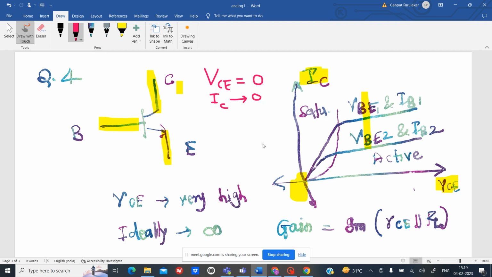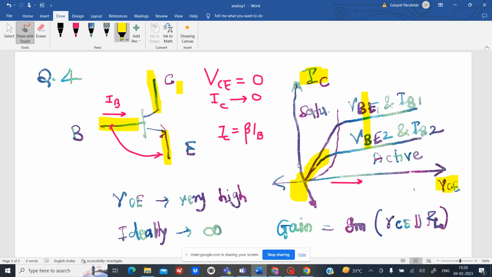Now, as you start increasing VCE, what will happen? It depends on the VBE value between base and emitter. IB will start flowing through the base, and because IC is nothing but beta times IB, IC will also start increasing. You can see here, IC will start increasing here.